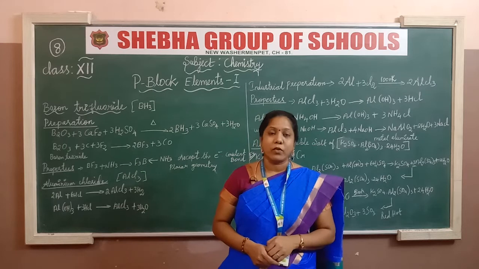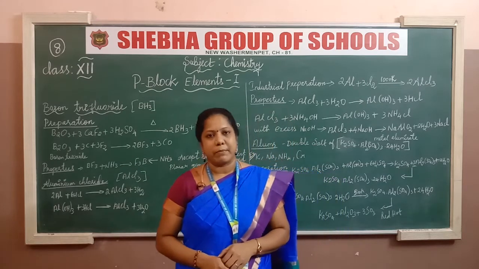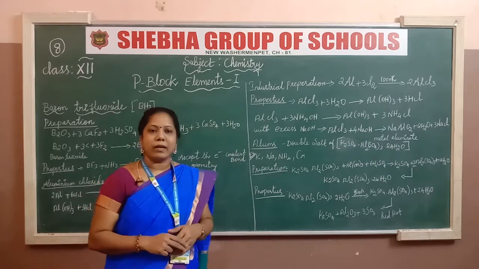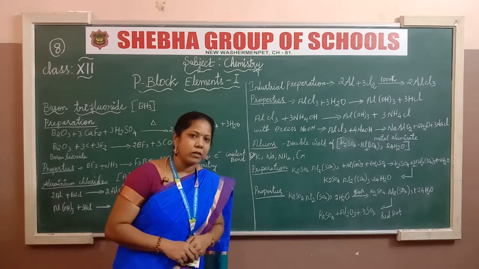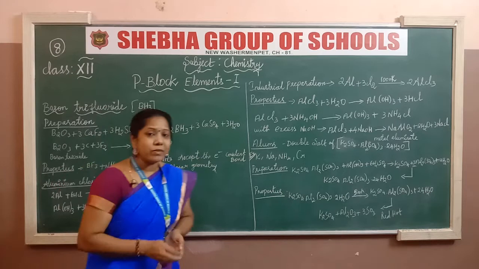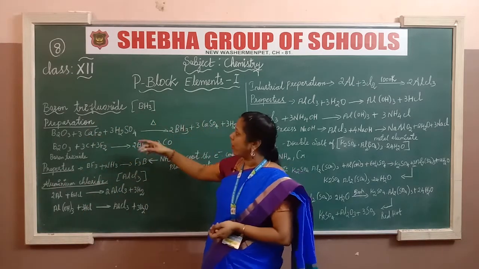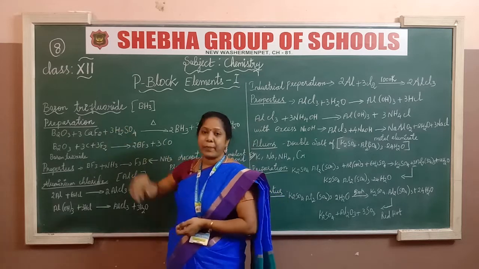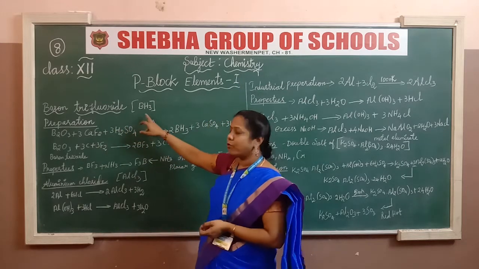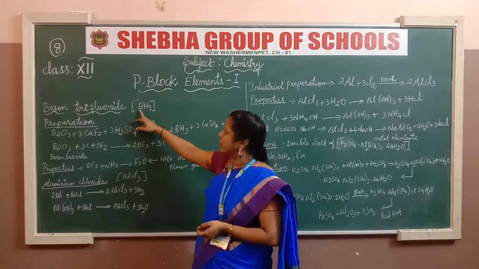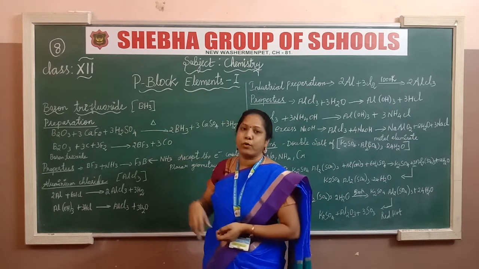Today also we have to continue this class of P block elements. In these P block elements we have to study boric acid as well as diborane. Today we continue with boron trifluoride, its preparations. Before that, we have to know the chemical formula BH3, borane. What is that? Boron trifluoride.